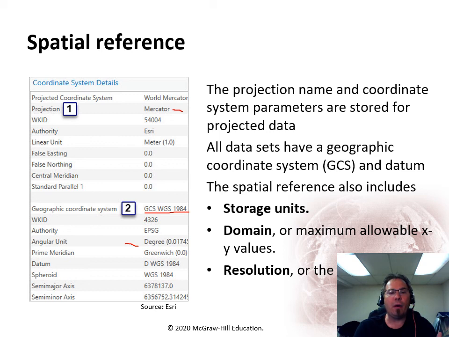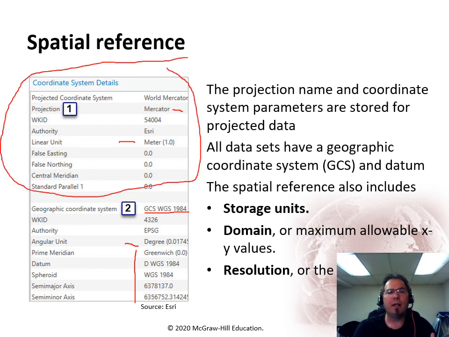Okay, and then all this information down here is sort of the Earth model that it's based on. The linear unit is here. So if you have a projection, your unit is going to be this linear unit. If you don't have any of this up here, then you're still in GCS and you'll only have the bottom portion.